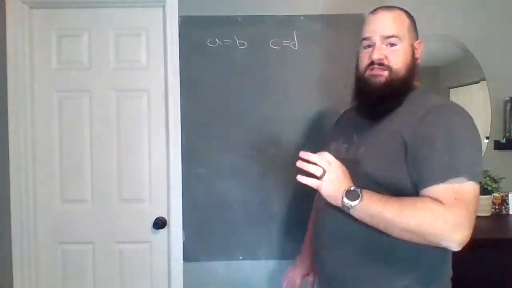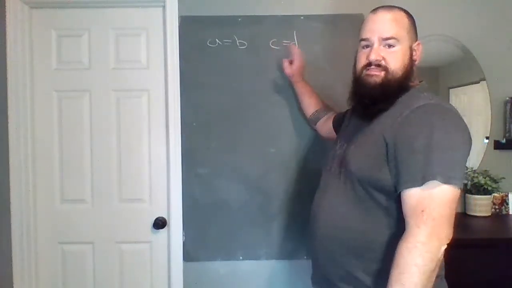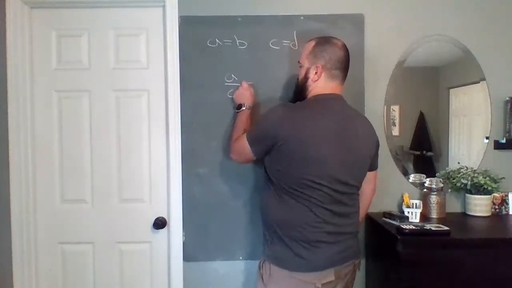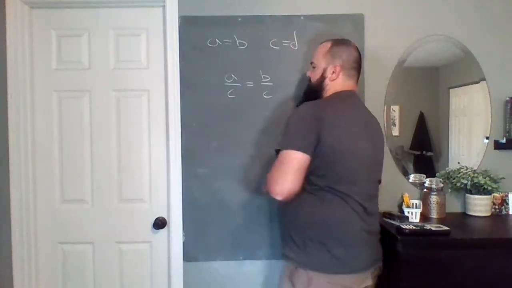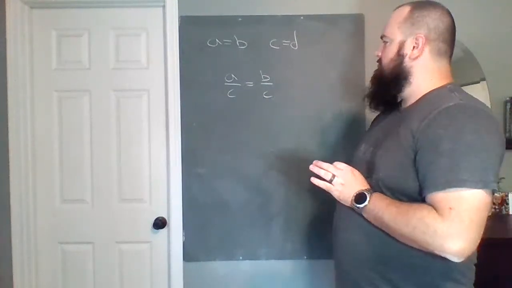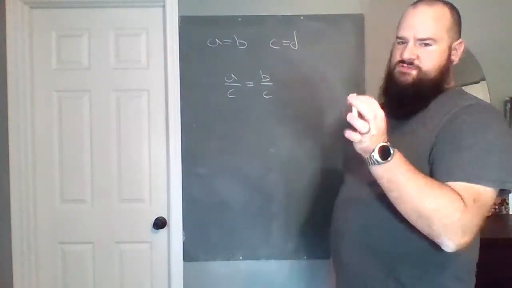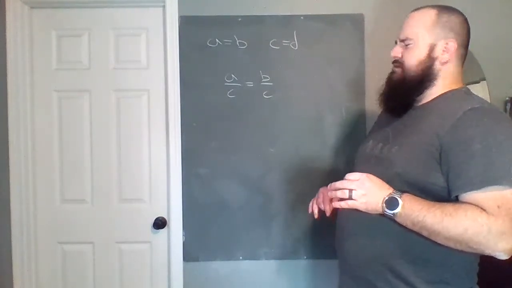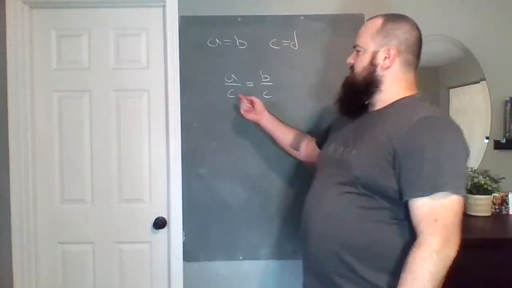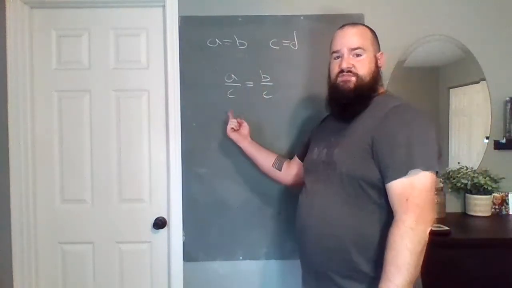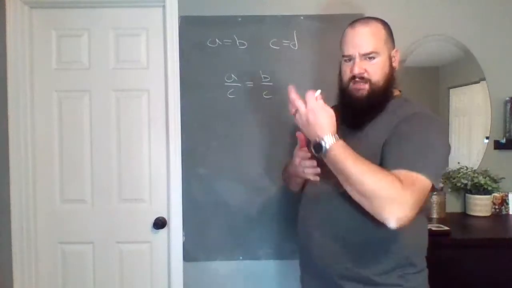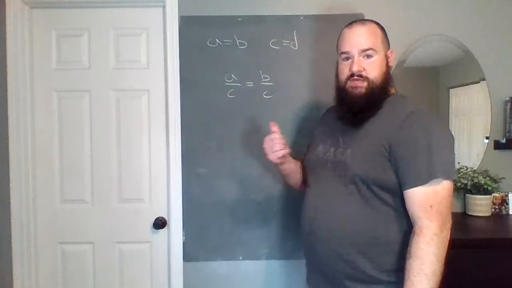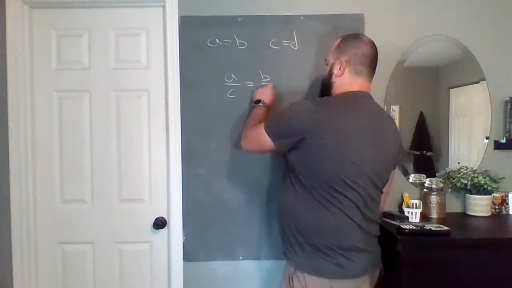If I know these two facts, if A is equal to B and C is equal to D, is this statement true? A over C is equal to B over C, assuming C isn't 0. Well, all I did is take this equation and divide both sides by C. We can divide both sides of the equation by something, and as long as it's not 0, we're good. Perfect. So that's true.